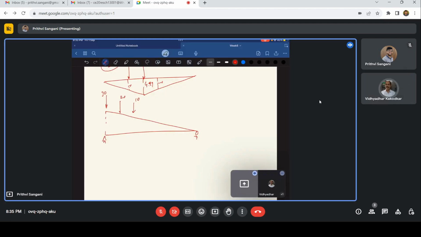So it is quite direct. Otherwise, for example, if you have an overhang beam, what happens is that at some portions you'll have a positive shear force, and at some portions you'll have a negative shear force, like we have seen in the previous question.